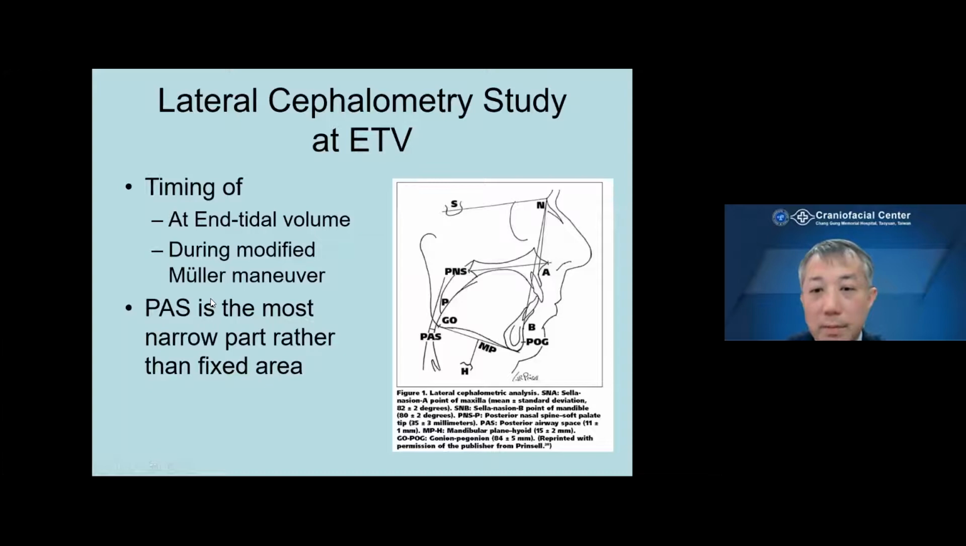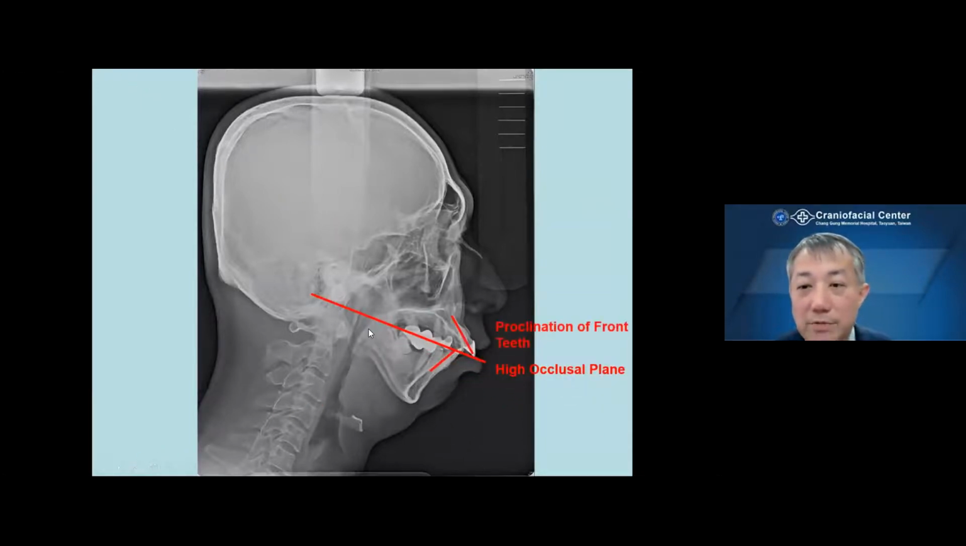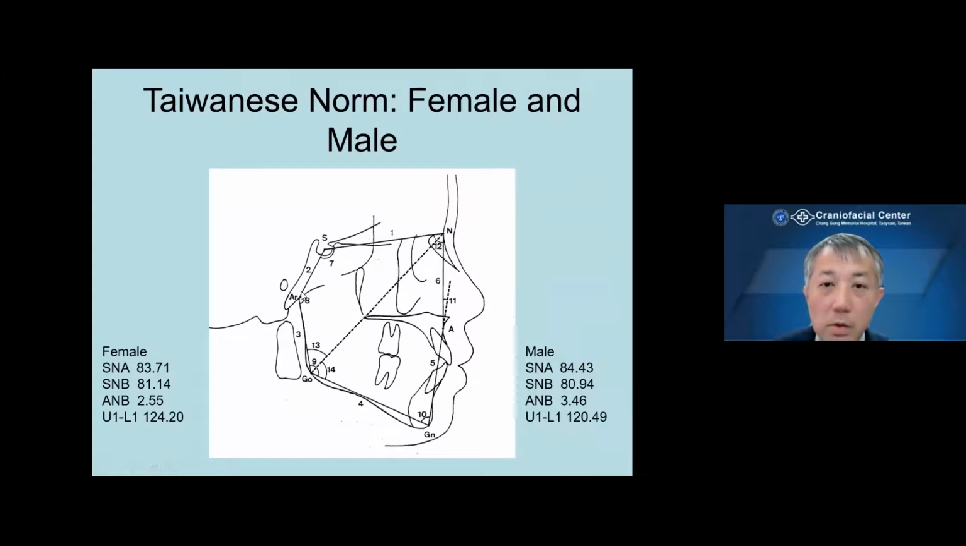If we compare to the normal population measurements, we can see very clearly that this patient has a high occlusal plane, proclined front teeth, a hyperdivergent face, and a narrow airway. So we have to know the normal measurements for SNA, SNB, ANB, and the teeth inclination.